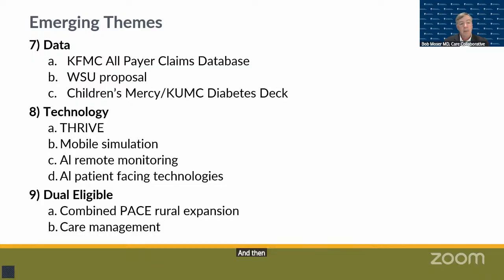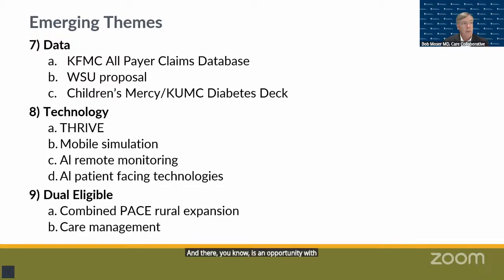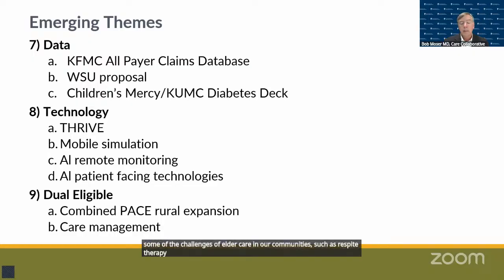And then finally, a grouping around dual eligible, which is called out in the NOFO. And there is an opportunity with a couple of great programs in Kansas around, can we look at more rural expansion, taking a larger population, coordinated care management, some of the challenges of elder care in our communities, such as respite therapy and daycare provision.